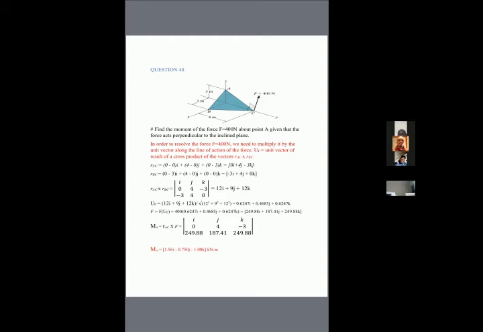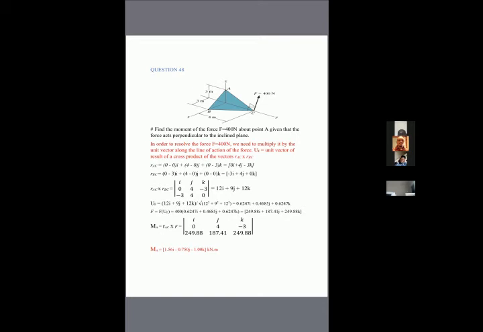So the first thing I get is the vector RAC. So in the X, point C is actually 0. Point A also in the X is 0, yeah. So it's 0 minus 0, that's 0i.